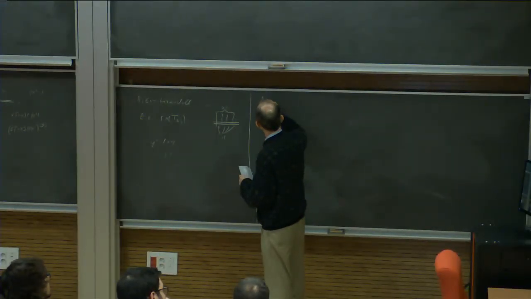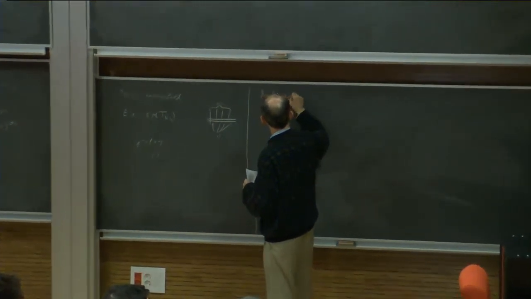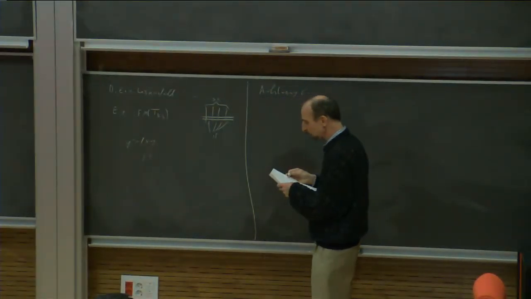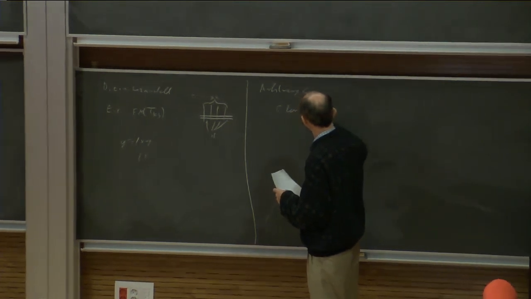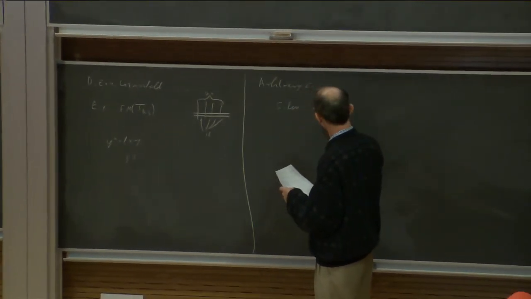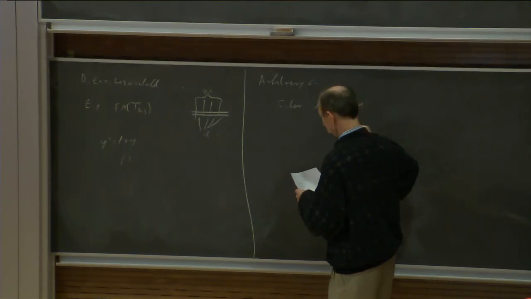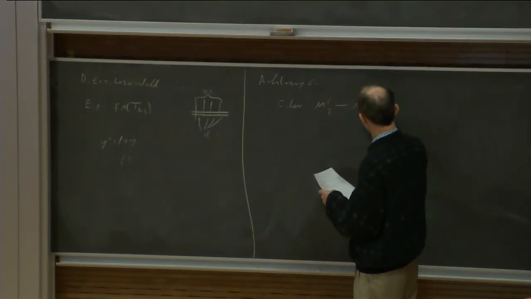Okay. So what do you do for arbitrary G? There are two things you can do. One is you fiber your space over a relative version.